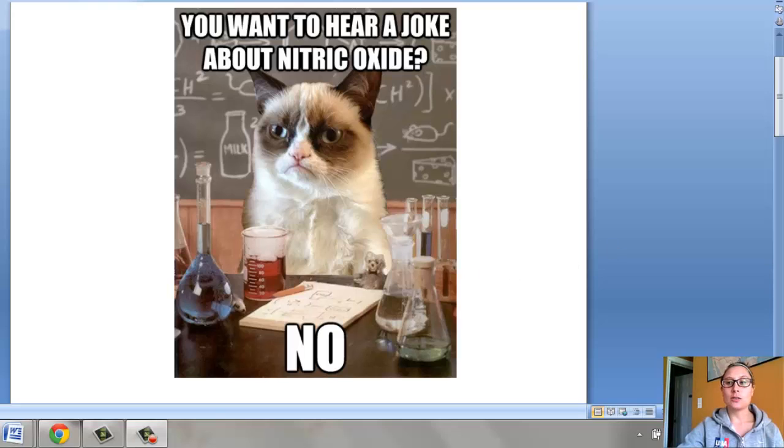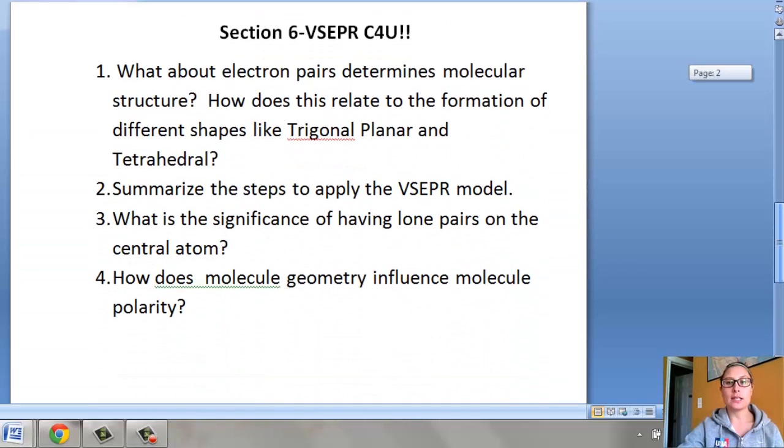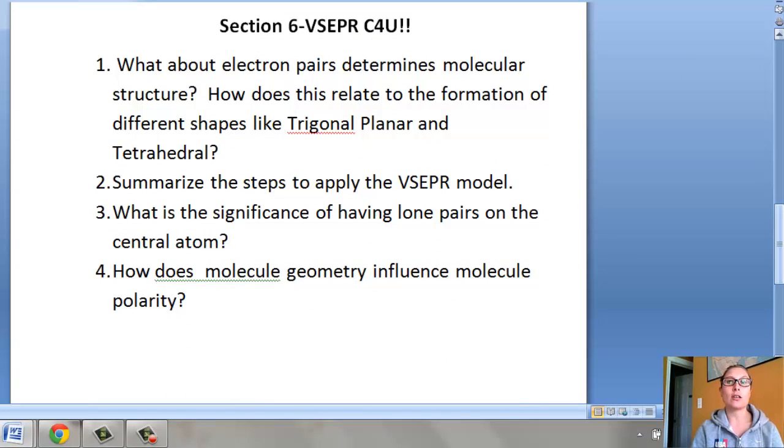Okay, so let's move on to our checks for understanding for section 6, which talked about valence shell electron pair repulsion theory. Okay, so number 1, what about electron pairs determines the molecular structure? And how does this relate to the formation of different shapes like trigonal planar and tetrahedral? Number 2, summarize the steps to apply the VSEPR model. Number 3, what is the significance of having lone pairs on the central atom? And number 4, how does molecule geometry influence molecule polarity? Okay, so give these a try, and we'll discuss them in class.